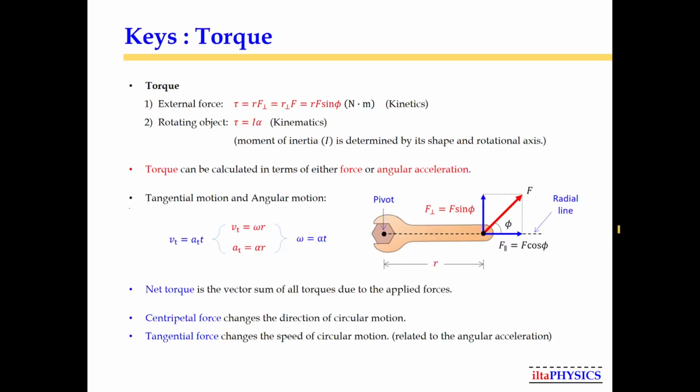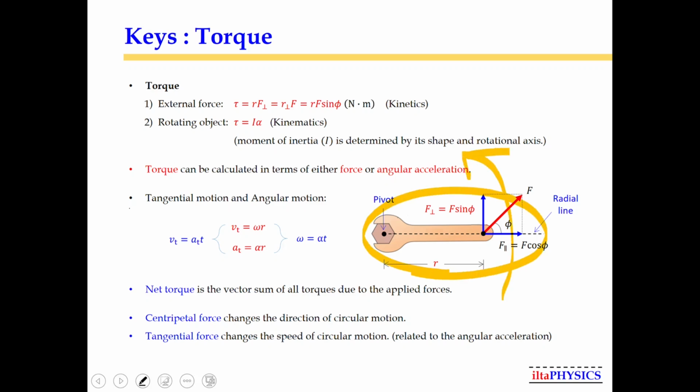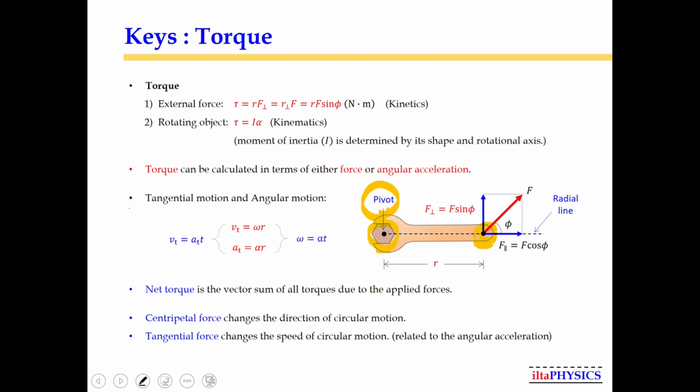Let's think about the rotational motion of turning a hex bolt with a wrench as shown in the diagram on the right. When the position of the bolt acts as the axis of rotation, the torque applied to the bolt is calculated by multiplying the distance from the axis by the component of the force perpendicular to the radial line, which is connecting the axis to the point where the force is applied. If we calculate this using trigonometry, it can be expressed as R f sine theta, and the unit is Newton meters.